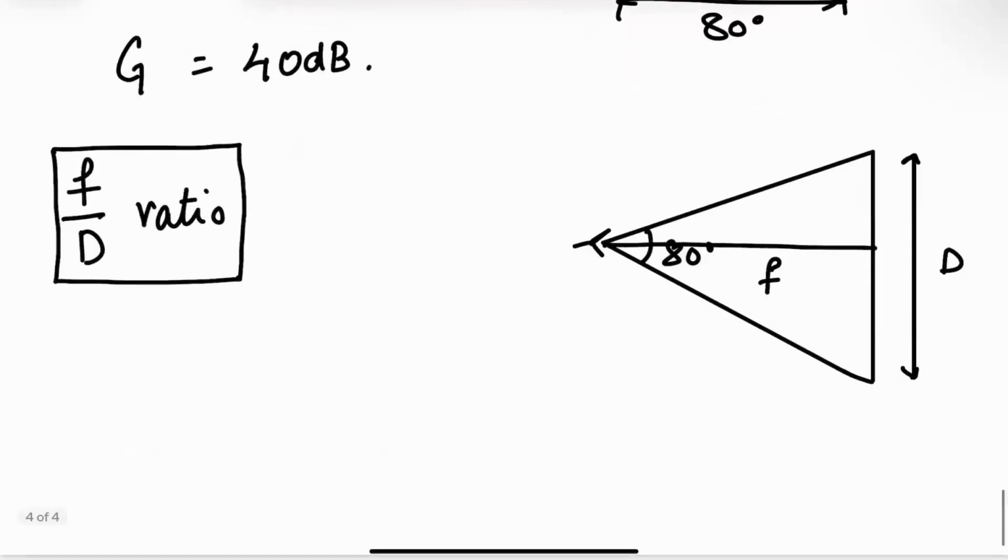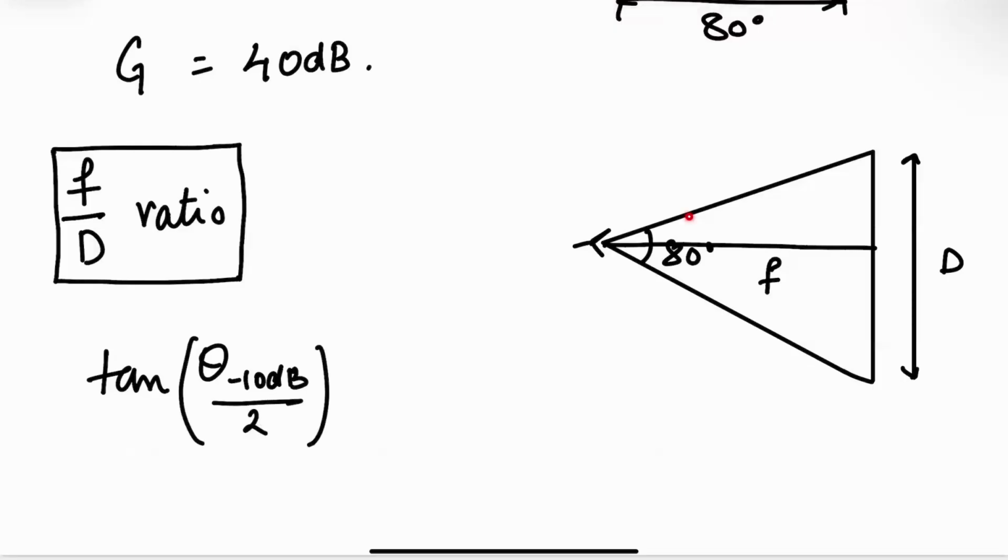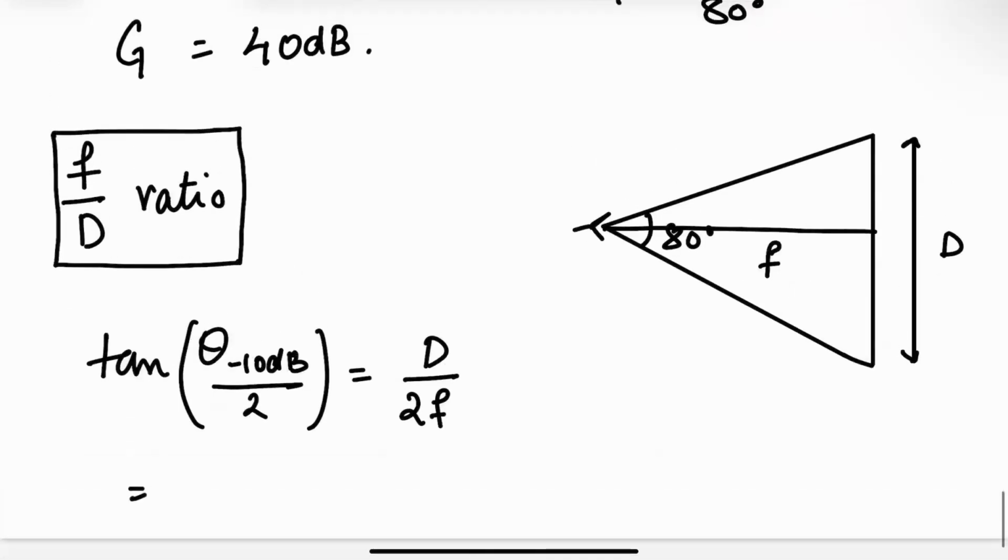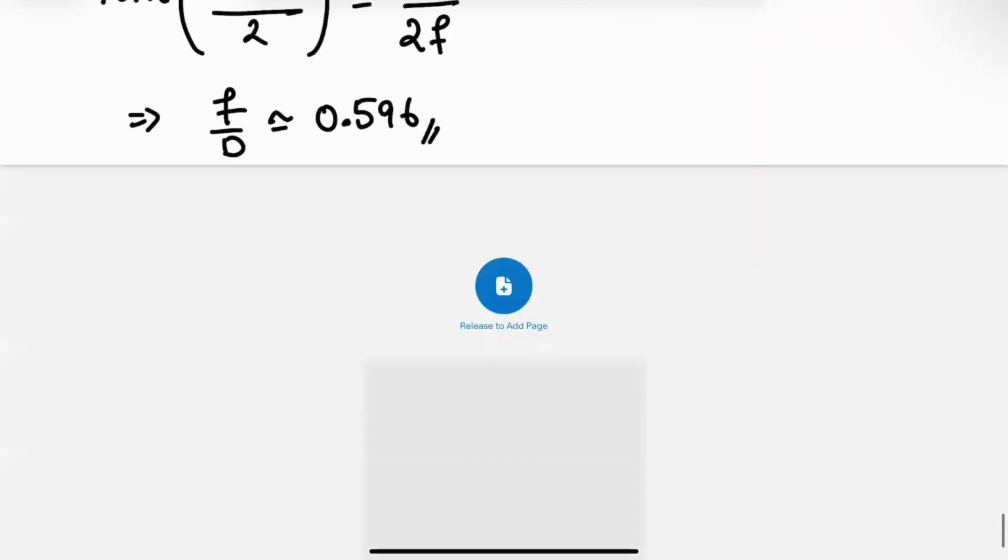From this, very simply, you can look at the geometry and show that tan of theta minus 10 dB divided by 2, which is this angle, is equal to D over 2F. Which means the F over D ratio turns out to be 0.5596. So that's what we need to use.